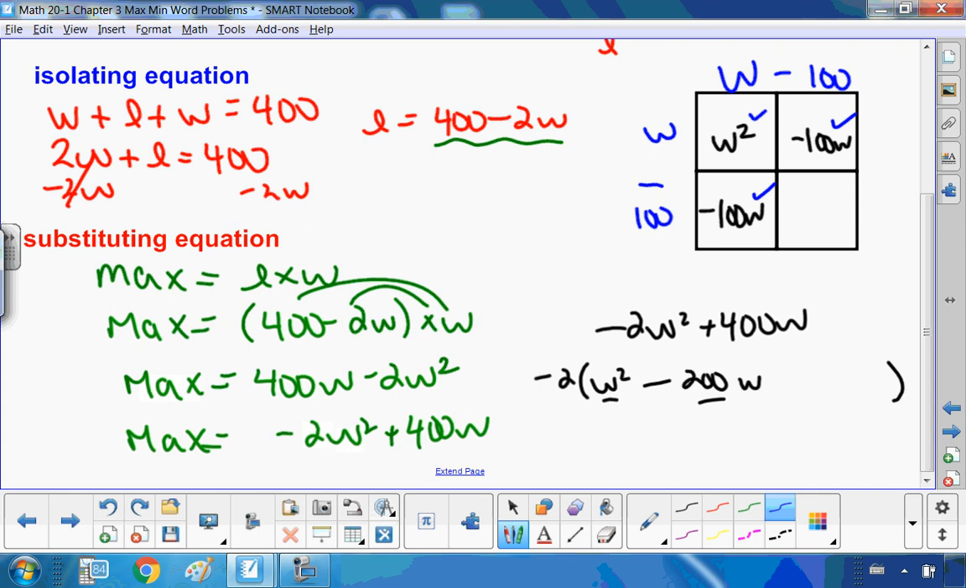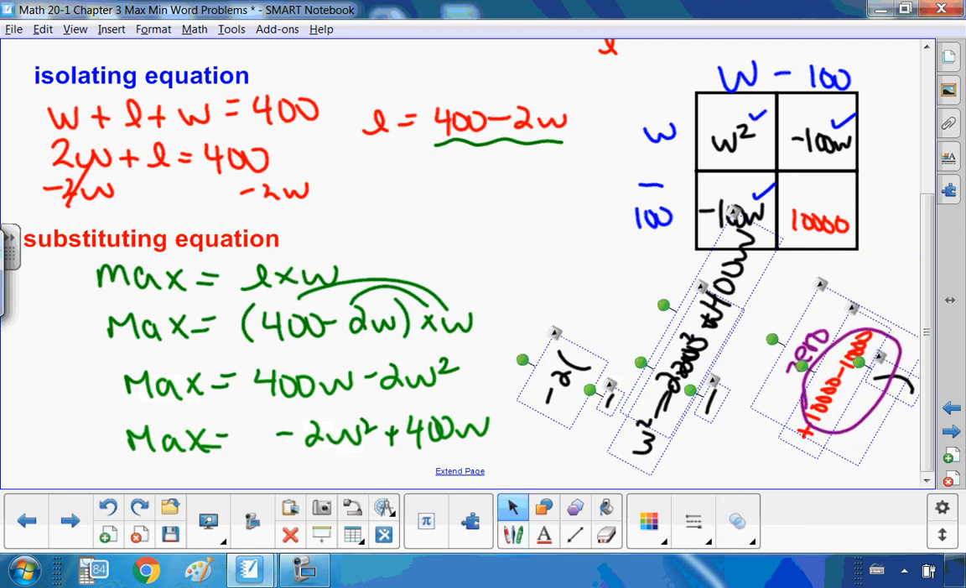So to complete the square, all I have to do is take negative 100 and multiply it by negative 100 to get 10,000. So 10,000 will complete the square. So I'm going to add it and also subtract it inside my brackets. Now again, the reason I do that is because 10,000 take away 10,000 is 0, and you can add 0 to anything without changing its value.